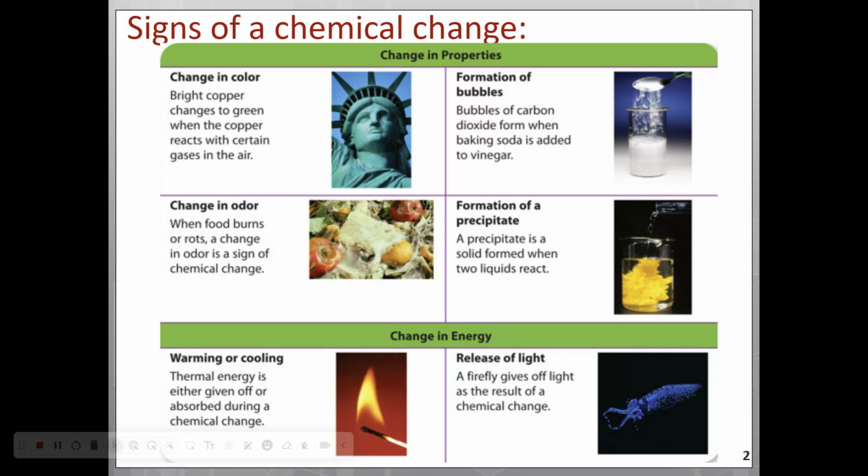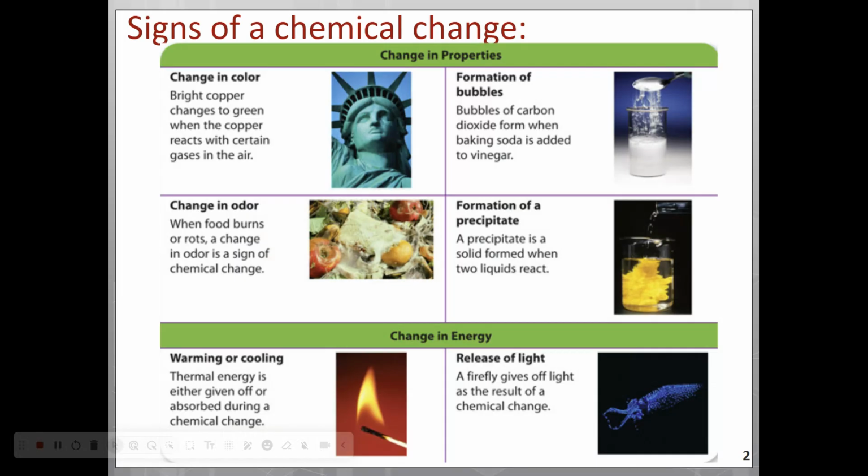For example, a change in color, as we might see on the Statue of Liberty, where copper changes over time, it goes from that orangish color that we're so familiar with to a green color. The production of gases that we see in the form of bubbles is another way that we know a chemical reaction has occurred. When an odor changes or is produced, that's another example of a chemical change.